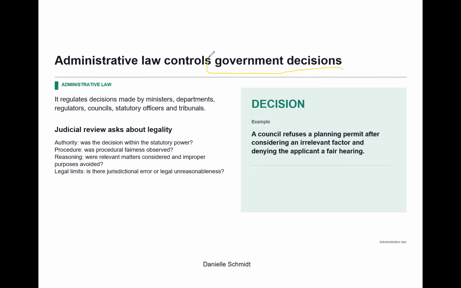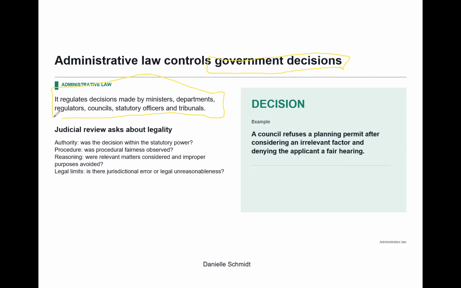So we are looking in a problem question for government decisions or decisions made by ministers, departments, regulators, councils, statutory officers, and tribunals. So we are asking about the legality of a decision. Was the decision within the statutory power? Did the individual who made the decision have the authority? Then we are looking for procedure. Was procedural fairness observed? Did they follow the correct procedure?